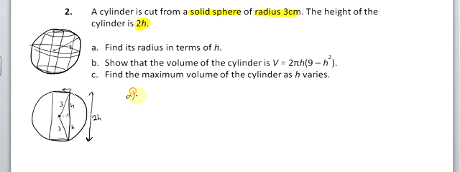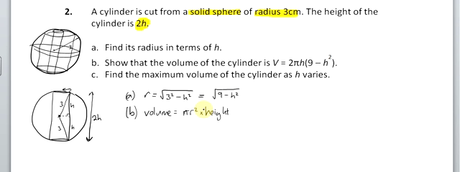So for part A, the radius is equal to the square root of 3 squared minus h squared, and that's just Pythagoras used on this right-angled triangle here, and that does simplify to the square root of 9 minus h squared, and that's part A. Right, part B, we're asked to find the volume of the cylinder. So the volume of a cylinder is the area at the end, which is pi r squared, times the height.